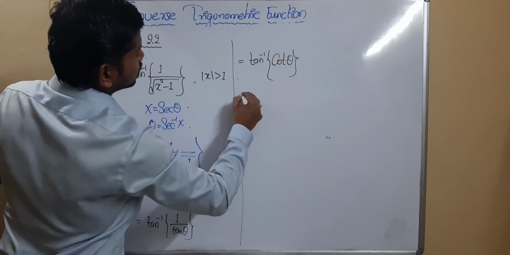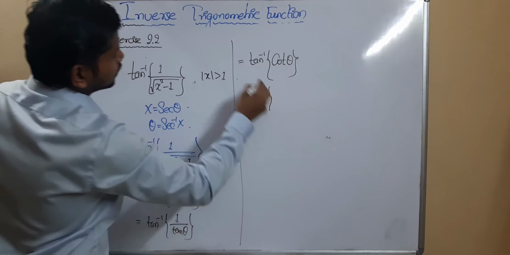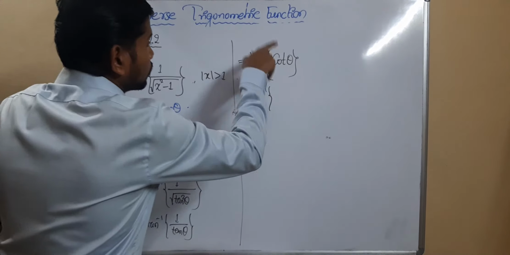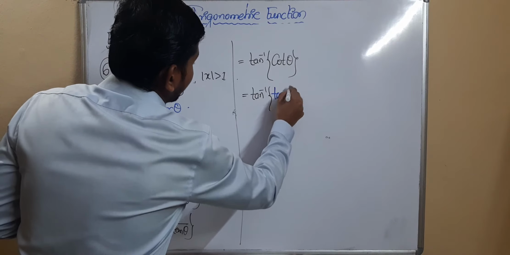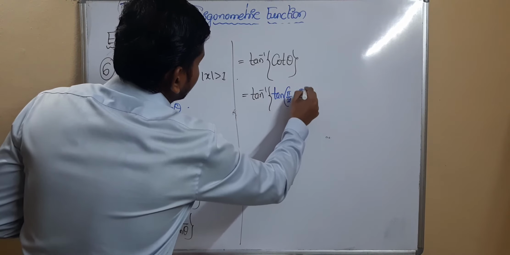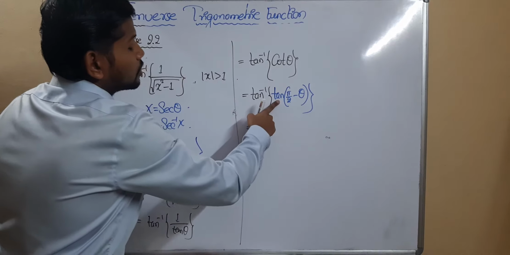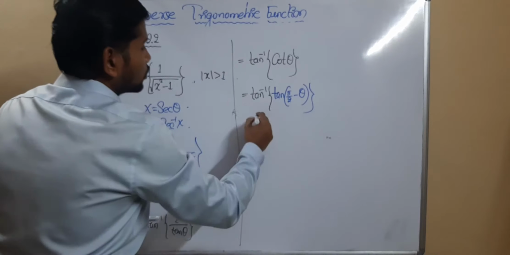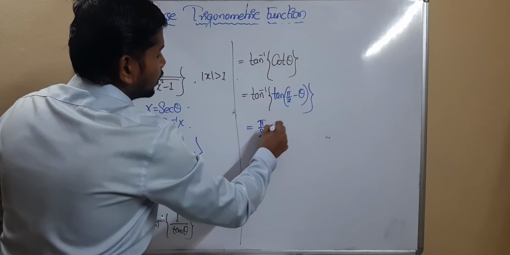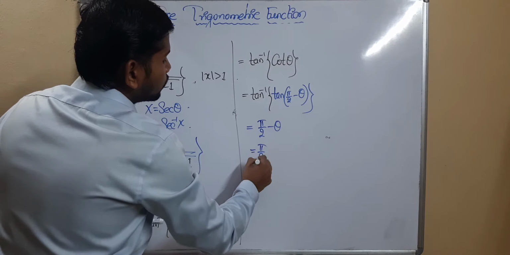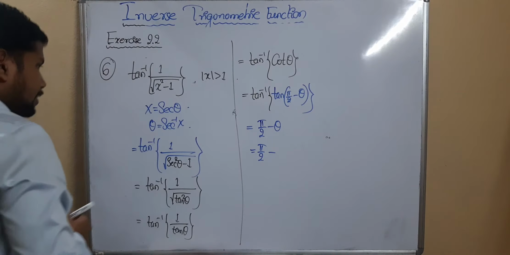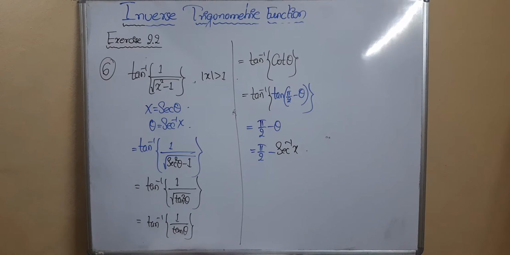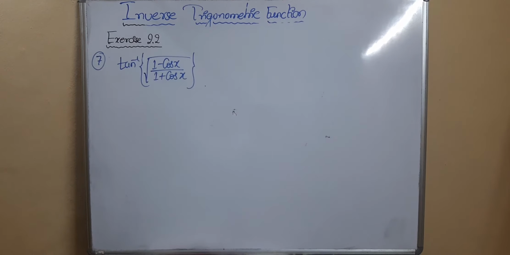Now, do we have any property that tan inverse of cot theta will be theta? No. For that reason I'd like to convert cot in terms of tan. It is tan of pi by 2 minus theta. Tan of pi by 2 odd angle becomes cot, and pi by 2 minus theta is in the first quadrant, so positive. Tan inverse of tan of the angle will be pi by 2 minus theta. What is the theta value? Yes, exactly, it is secant inverse of x. Note down the particular problem.